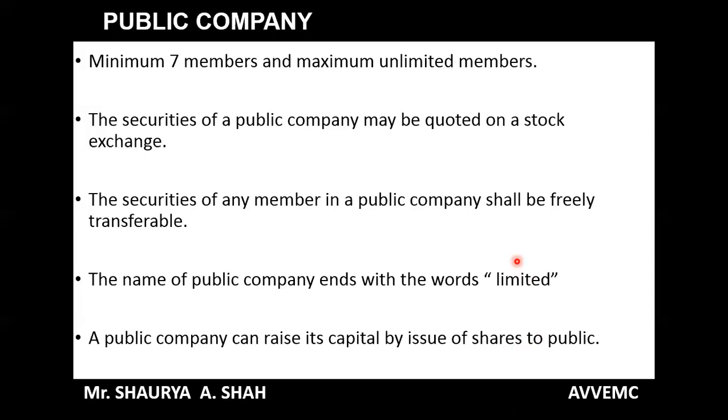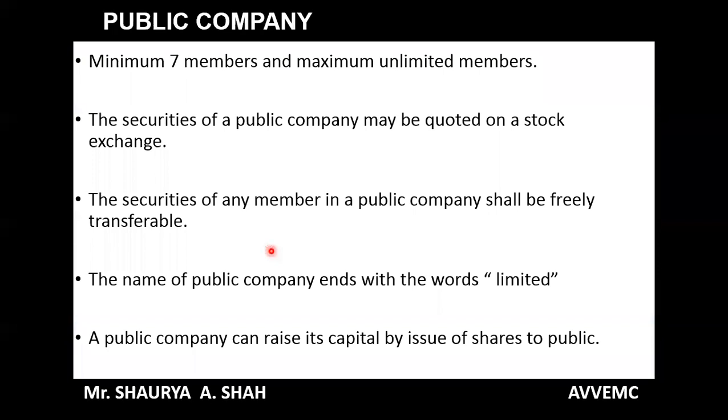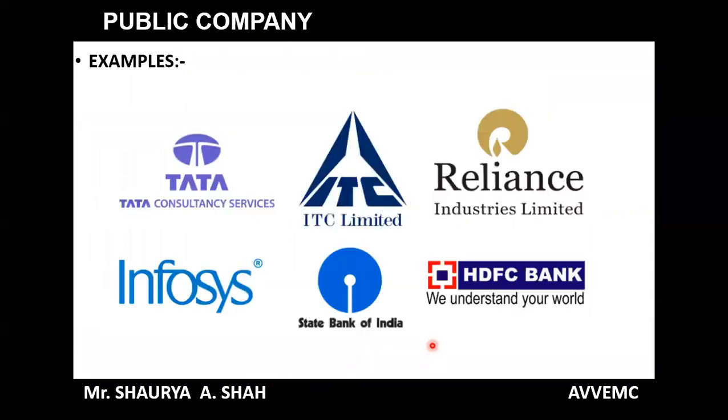Fine. So what we have seen till now, students, is, right, your short note will be clear within the lecture itself. What we have seen till now is section 2, subsection 71. It is not a private company, has a minimum capital of 5 lakh, maximum no limit, and it is not a private company which is a subsidiary of a public company. Then it should have minimum 7 members, maximum unlimited. Securities can be quoted on a stock exchange. Securities can be sold freely and are transferable. A public company ends with the word limited, and a public company can raise its capital by issue of shares to the public. I hope it is clear to each and everyone.